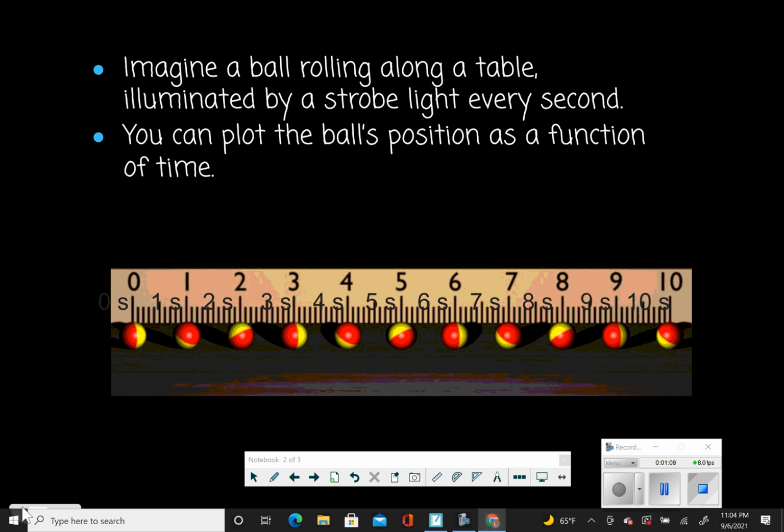So this ball is actually not 10 balls. This is one ball. Every second, a picture of the ball is taken, and this is how it will look over the 10 seconds. Now, imagine this is plotted on a graph. At 1 second it's here, at 2 seconds it's here, at 3 seconds is here, 4, 5, 6, 7, 8, 9, 10.